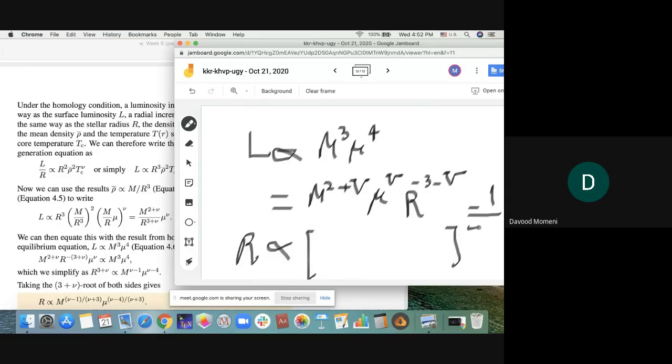3 plus v of what? What you will have here will be m. 3 minus 2 is 1. 1 minus v. 1 minus v. And you will have mu here, which is 4 minus v.